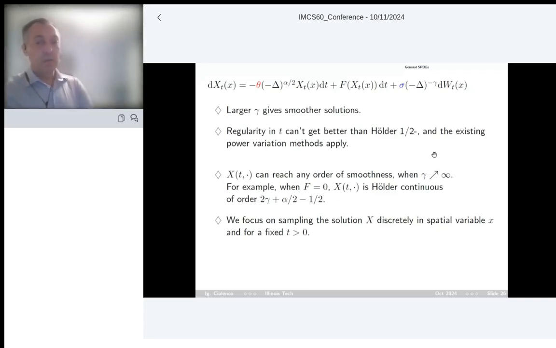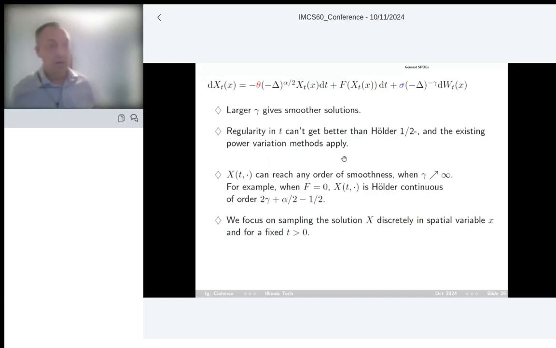Large gamma gives smoother solutions. Smoother solutions also mean that I cannot take power variations now in X. And when I say smoother solution, I should clarify: in X. In T, it cannot go beyond 1/2 because Brownian motion is 1/2. Here I'm changing only the structure in X. In time, it's still white, and you cannot bypass that. It will get smoother, but not smoother than 1/2. I'm not going to talk about this because in time, you can do what I did in the previous slides. I'm interested now in what I can do by observing things in space.